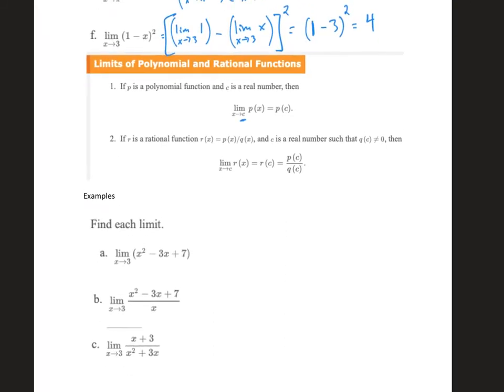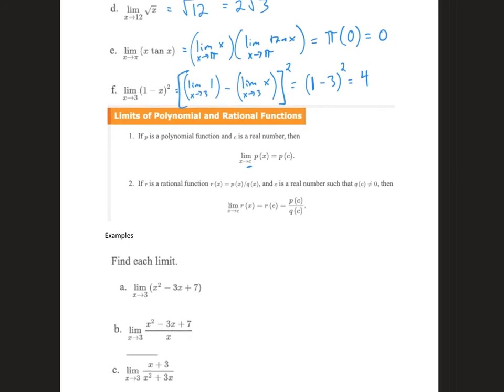So example 1 here says the limit of x squared minus 3x plus 7 as x approaches 3. Well, that's a polynomial function. Nothing crazy is happening at 3, so I can just say, well, that's 3 squared minus 3 times 3 plus 7. 3 squared is 9. 3 times 3 is also 9. 9 minus 9 is 0. Plus 7 is 7. So the limit of that function evaluated at 3 is just 7.